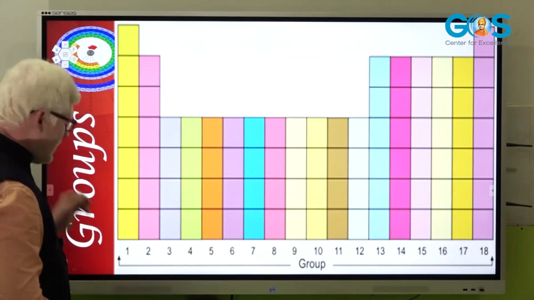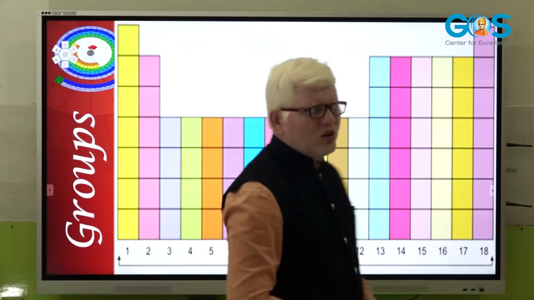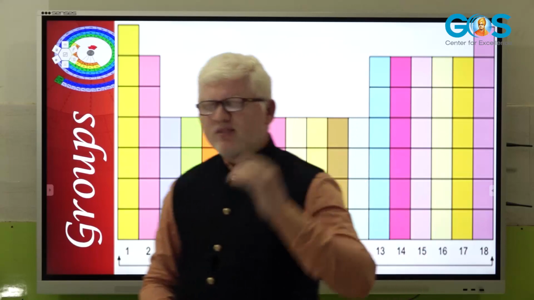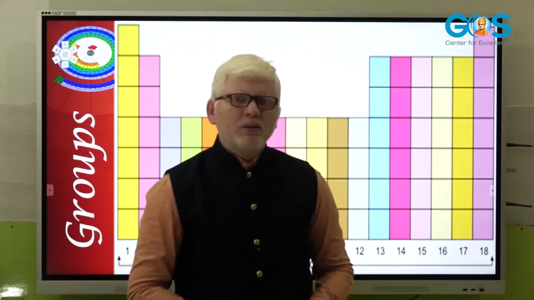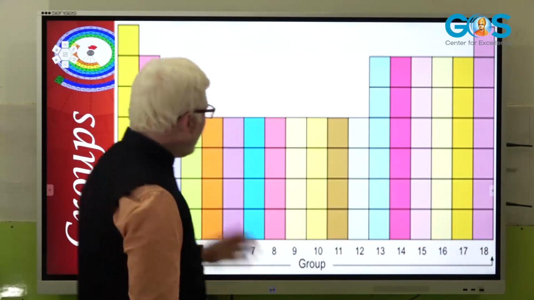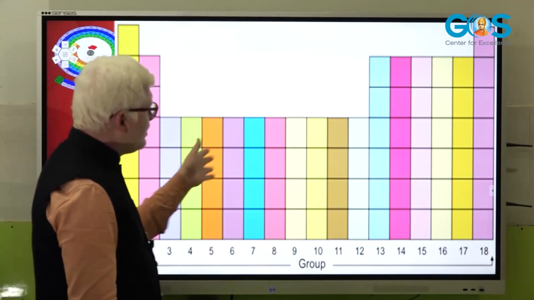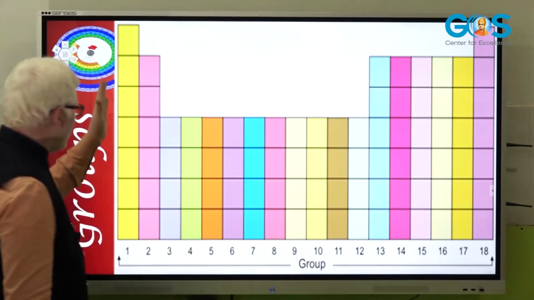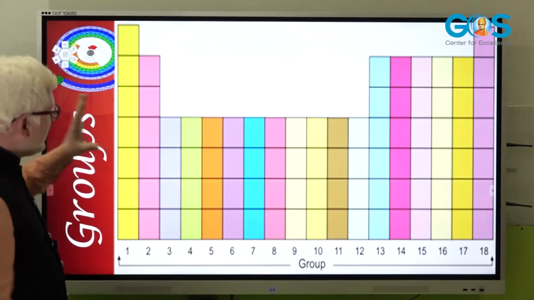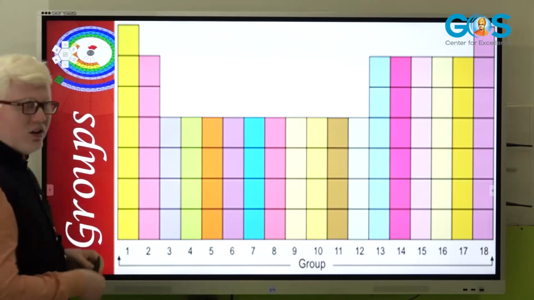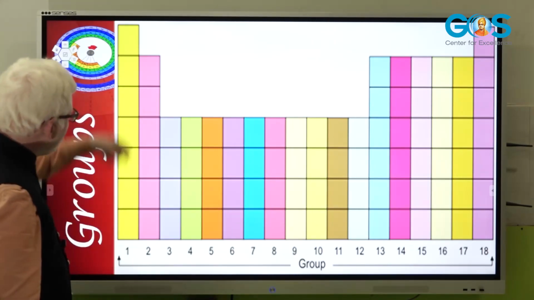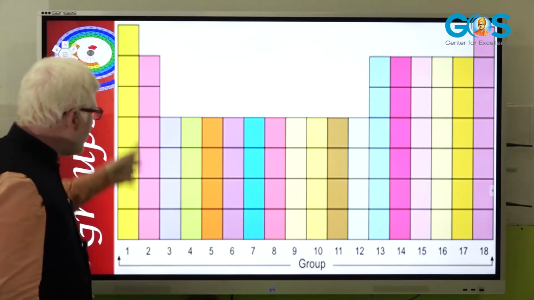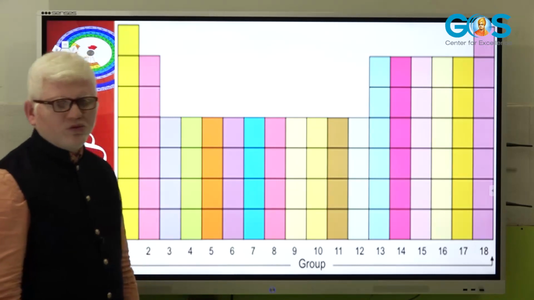Yes, first we are going to discuss the groups. What is meant by groups? In Mendeleev's periodic table itself, we came to know what groups are. The columns in the periodic table are called groups. Here you are finding the design of the periodic table, and the columns represented with different colors are called groups.